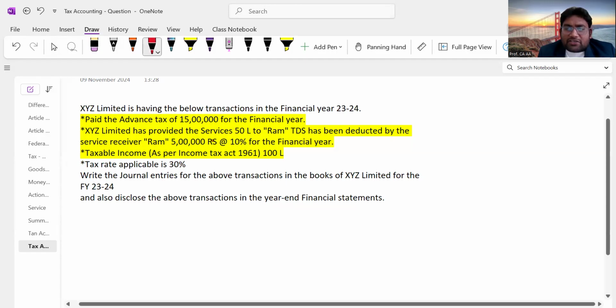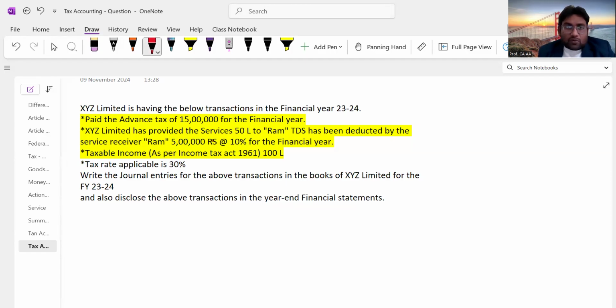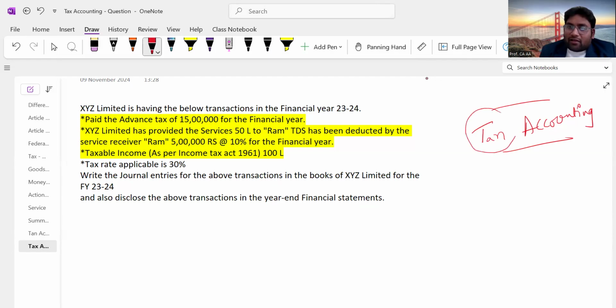So let's try to learn this through an example. This topic comes under tax accounting. So what is tax accounting? It is the recording of taxation entries, the transactions relating to tax, in the books of accounts, without violating the accounting principles, without violating the Indian generally accepted accounting principles.